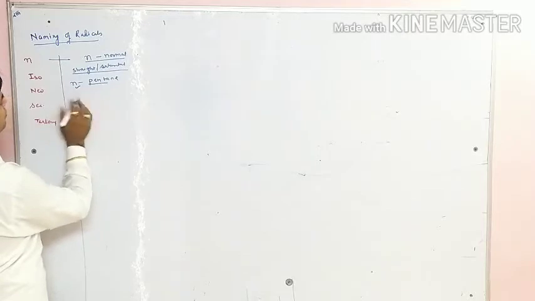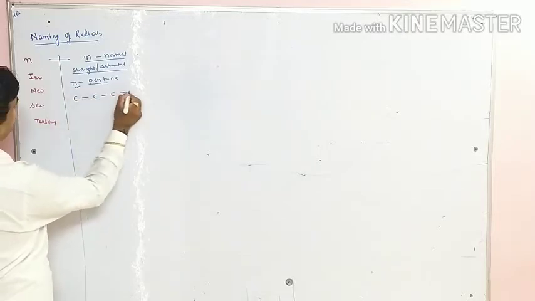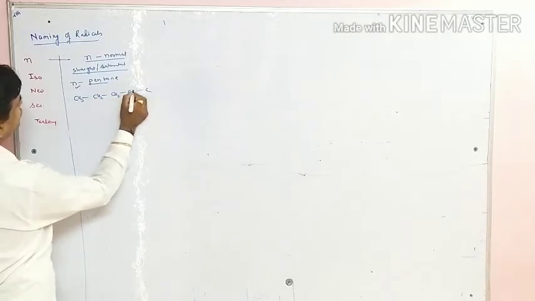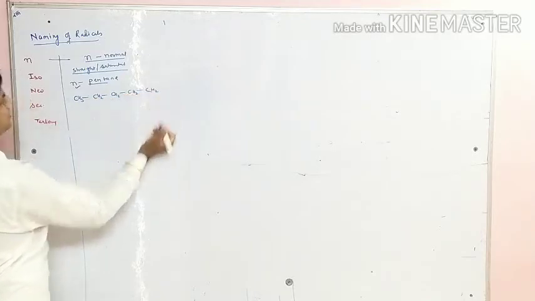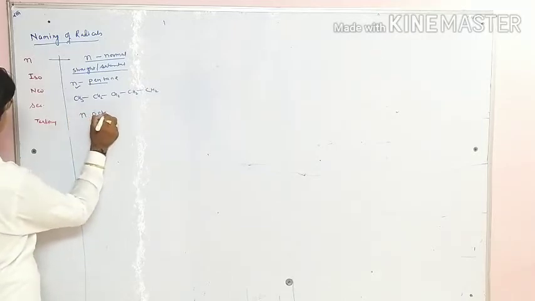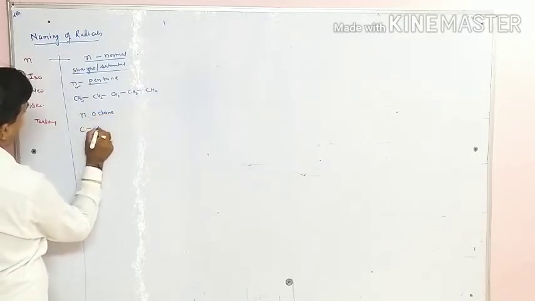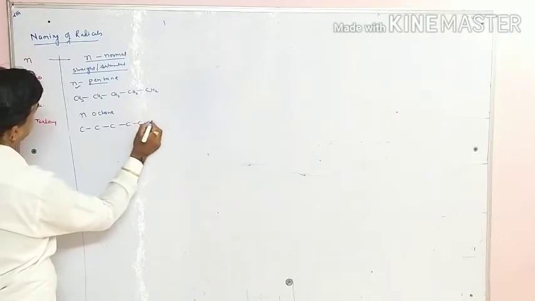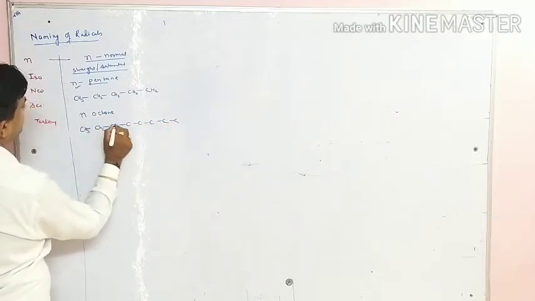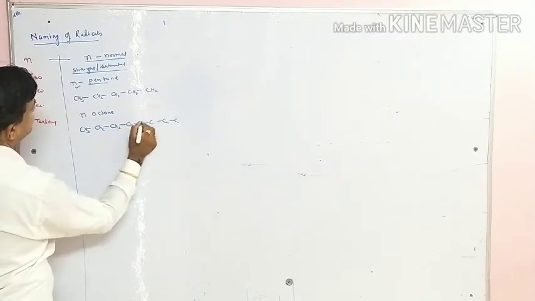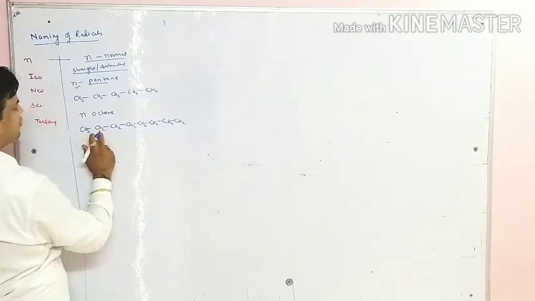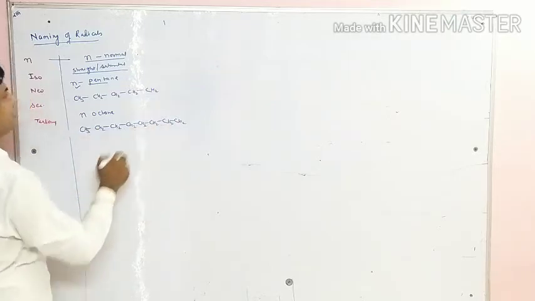5 carbons should be kept straight: 1, 2, 3, 4 and 5. Now hydrogen 2, 2, 2 and 2. This is N-pentane. If somebody says N-octane, you can draw it. Yes sir, very easy. 1, 2, 3, 4, 5, 6, 7, 8, with hydrogens on each. Okay, so this is N.